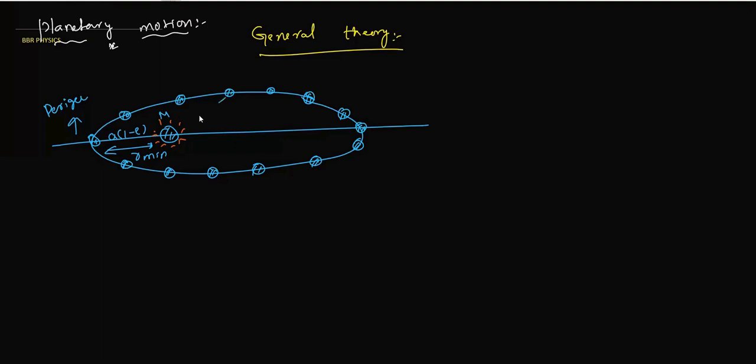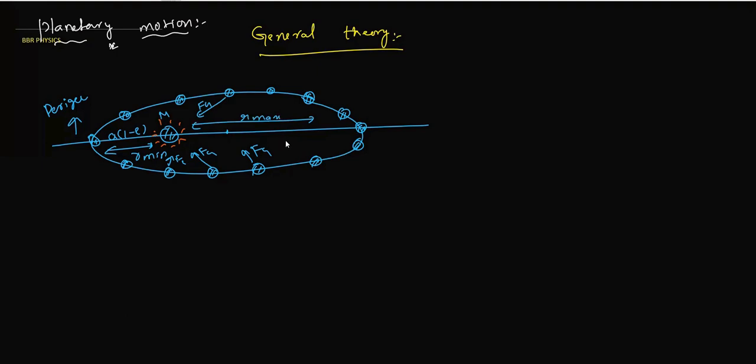And here, if you observe, towards this there is gravitational force. Towards this, gravitational force. Everywhere, gravitational force is acting here. And this is the center. And from here to here, this is R maximum. We can write it here, R maximum.